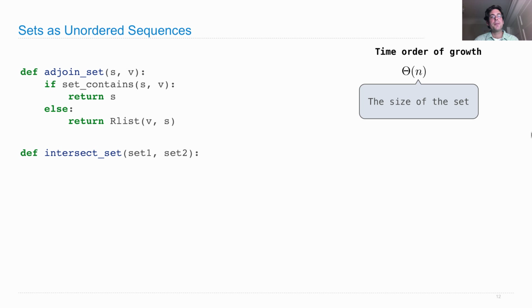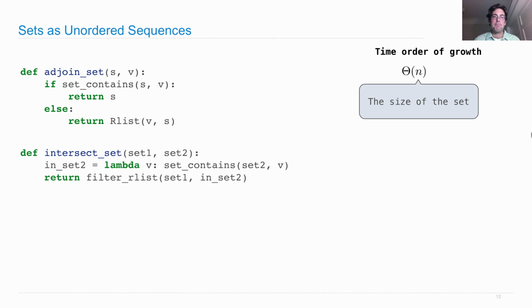How do I intersect two sets where each one is represented by a recursive list with no repeated elements? Well, here's what I'm going to do. I'm going to define a new function which takes in a value and tells me whether that value is in set 2. We'll call that function in set 2. Then what we're going to do is we're going to filter the set 1 list with the function in set 2. What does filtering do? Well, it returns only the elements in set 1 for which this function is true when we evaluate.